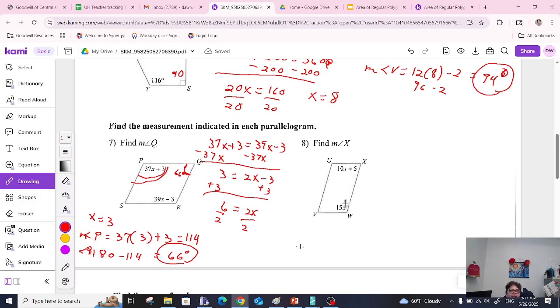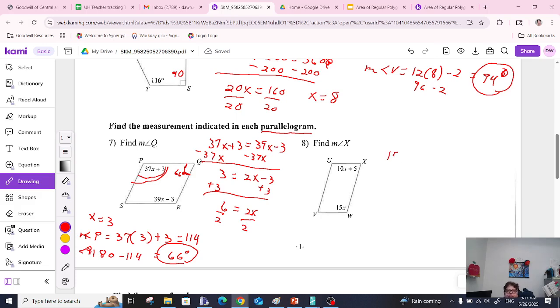What do you know about the angles that are next to each other like this? Consecutive. They add up to 180. Across or opposite angles in parallelograms are equal. Adjacent or consecutive or next to each other, however you want to say it, that has to have a sum of 180. They are supplementary.